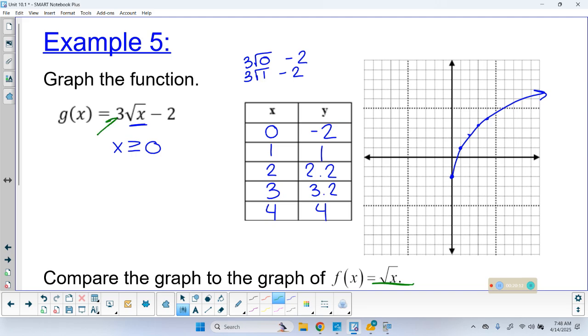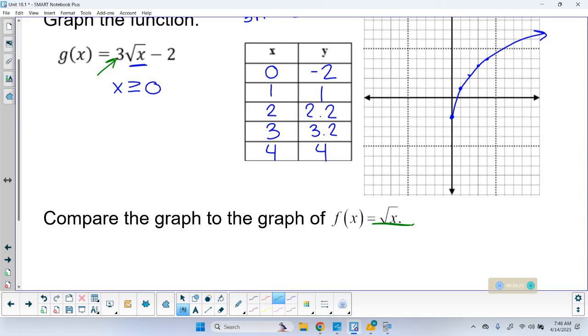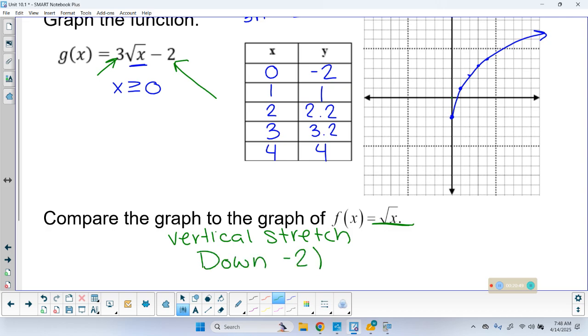We can see here that 3 is a new number. That's not in the original. Whenever we have a number in front of the square root, it is either a vertical stretch or a vertical shrink. Because the 3 is larger than 1, it is going to make it a vertical stretch. Now we also have this -2. Because it's behind your square root, it either means that we went up or down from the origin for that first point. If you look at the origin on your graph, you see how your first point went down. So it just means that we went down. I put -2, but if you just want to put down 2, that's going to be correct as well.